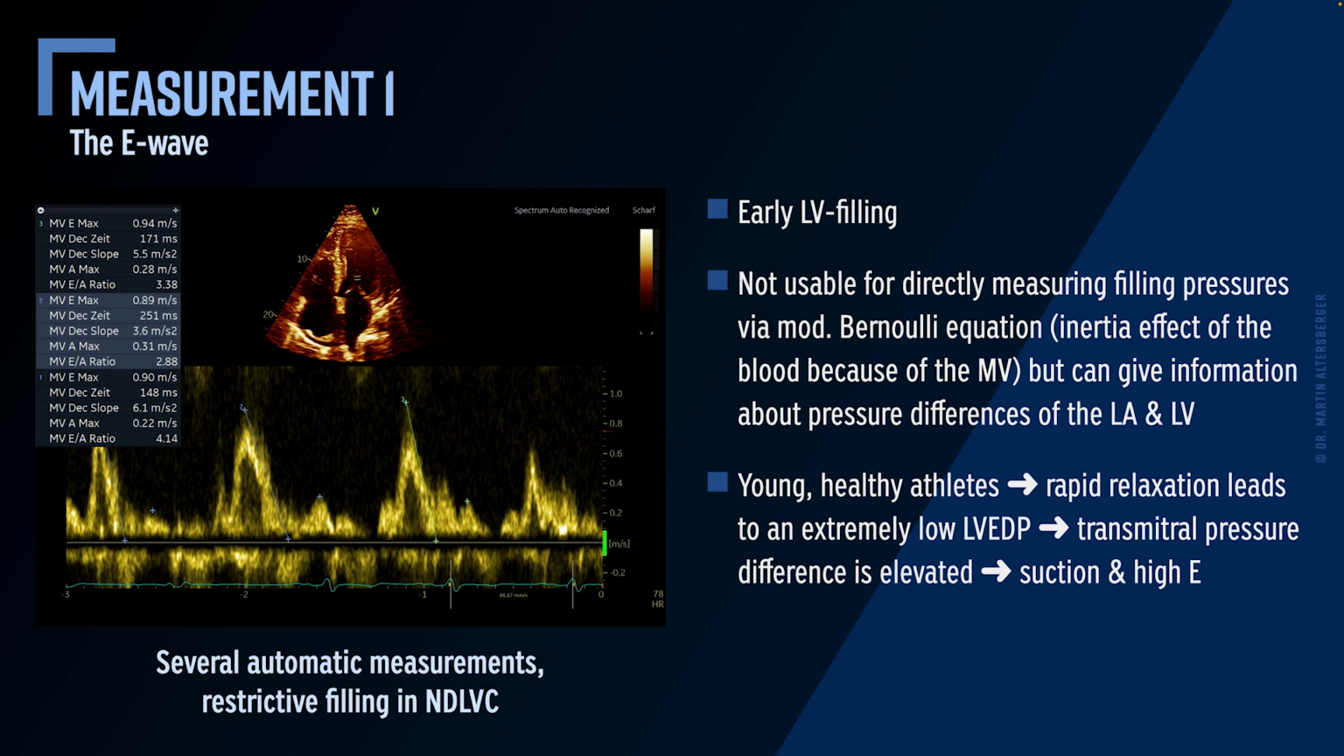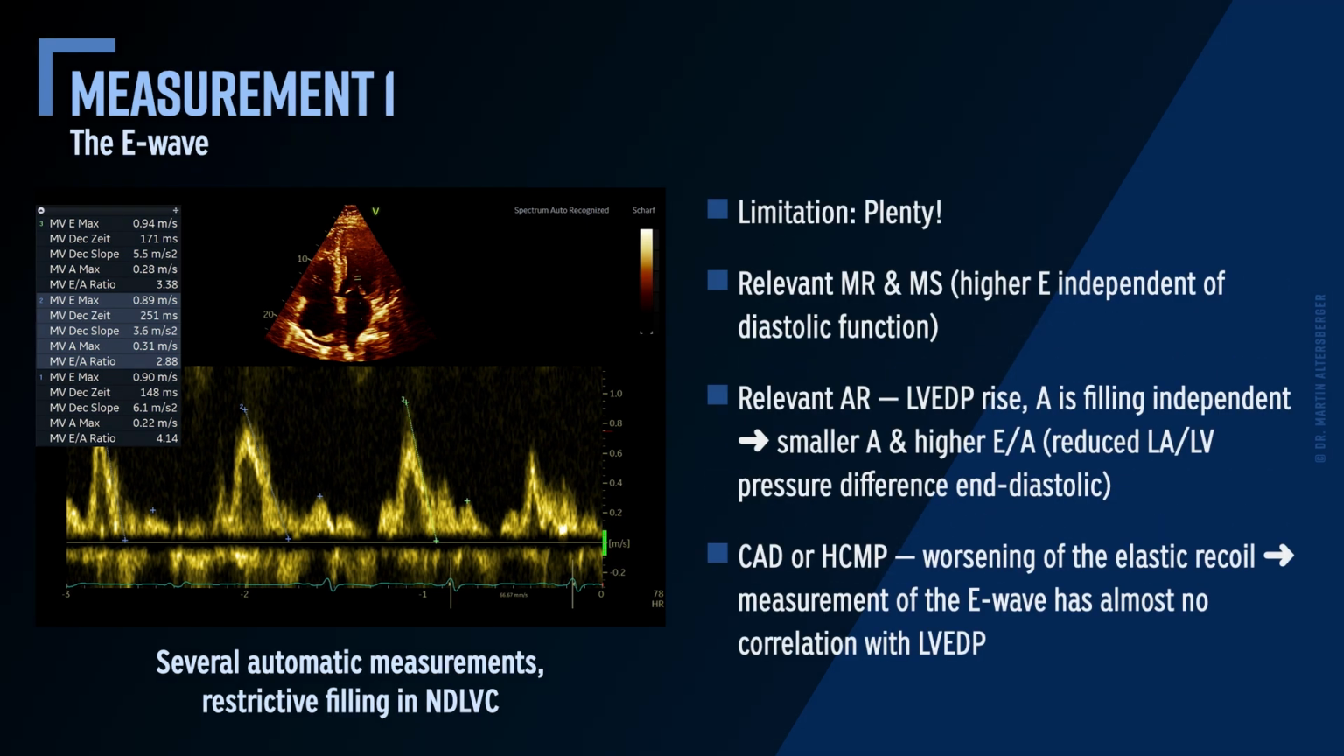In young and healthy athletes, the rapid relaxation leads to an extremely low left ventricular end-diastolic pressure. So the transmitral pressure difference is elevated, and therefore the left ventricle sucks in all the blood, also resulting in a very high E wave. So this very tall and large E wave is present in severely sick hearts, but also in young, healthy individuals. Limitations, there are plenty, of course.